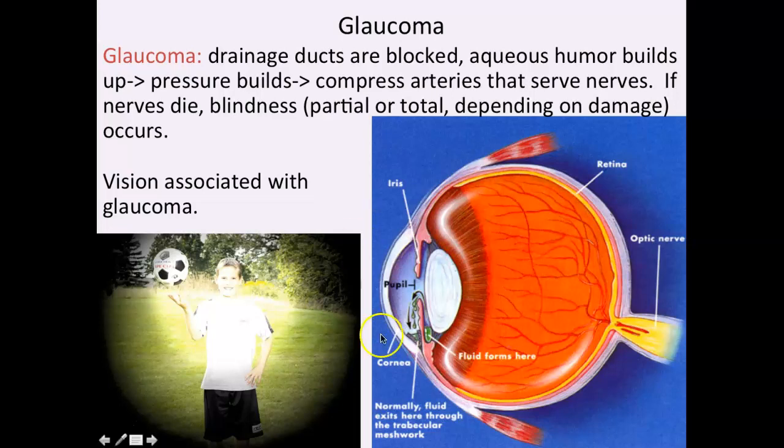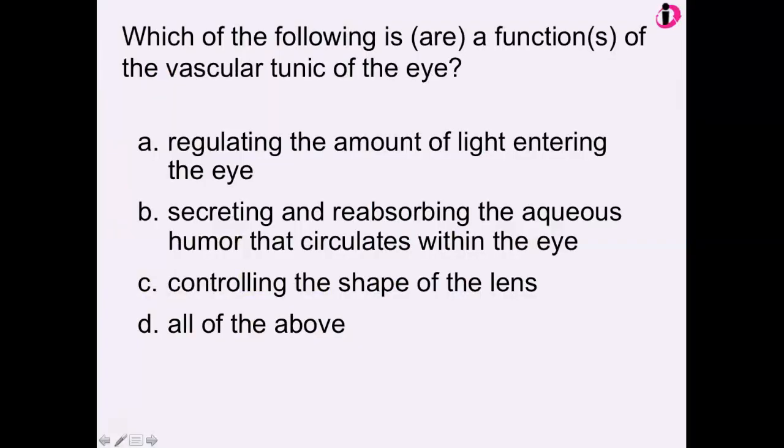Oh, okay, I forgot I had this. So this is a picture of glaucoma. This is your aqueous humor building up, the pressure building, pushing backwards onto your vitreous cavity and compressing the back of the eye. This is vision associated with glaucoma.